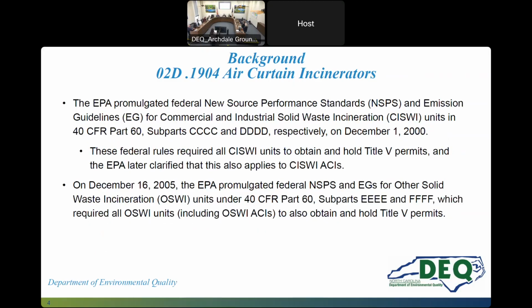The EPA promulgated federal New Source Performance Standards, or NSPS, and emission guidelines, EGs, for commercial and industrial solid waste incineration, or CISWI, units in 40 CFR Part 60, Subparts CCCC and DDDD, respectively, on December 1st, 2000. These federal rules required all CISWI units to obtain and hold Title V permits, and EPA did clarify that CISWI units did include CISWI ACIs. On December 16, 2005, the EPA promulgated federal NSPS and EGs for other solid waste incineration, or OSWI, units under 40 CFR Part 60, Subparts EEEE and FFFF, which required all OSWI units, including OSWI ACIs, to obtain and hold Title V permits.